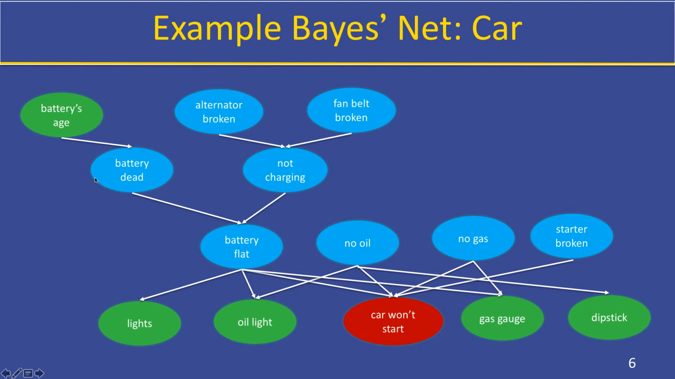So I may know the battery's age. I can see if the oil light is on. I may not be able to tell that the alternator is broken, but that may be why the battery is not charging, and that may be why my car won't start. So instead of using a joint distribution table involving all these 14 random variables, we use the Bayes net and specify the local interactions only. So here, only variables that are connected by arrows interact directly.